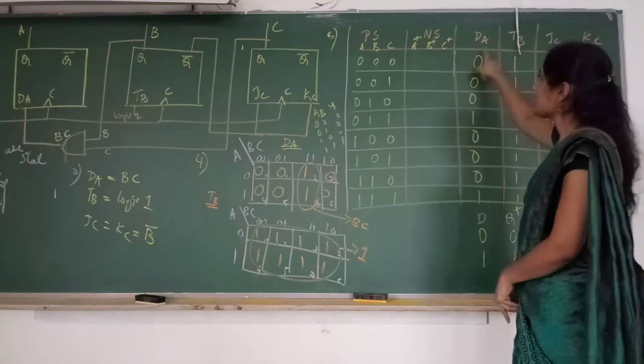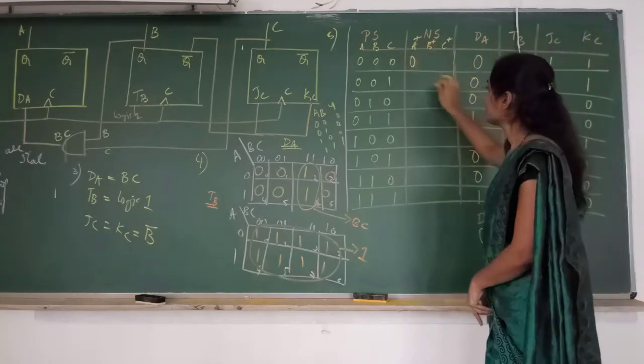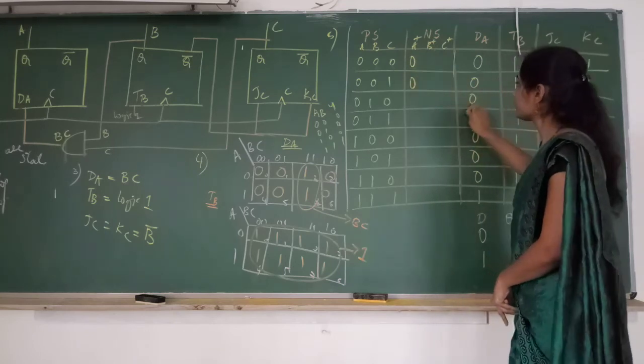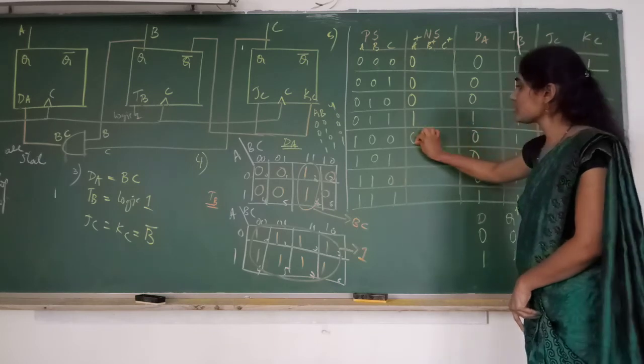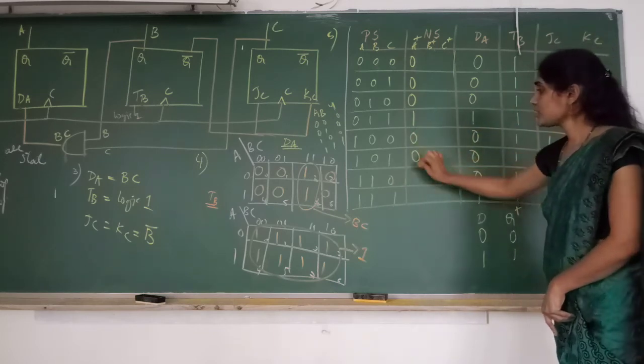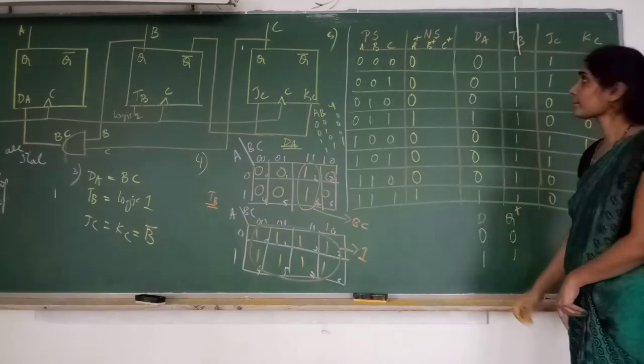So for the first flip-flop, A plus: if D is 0, next state is 0. If D is 0, next state is 0. If D is 0, next state is 0. If D is 1, next state is 1. If D is 0, next state is 0. If D is 0, next state is 0. If D is 0, next state is 0. If D is 1, next state is 1.